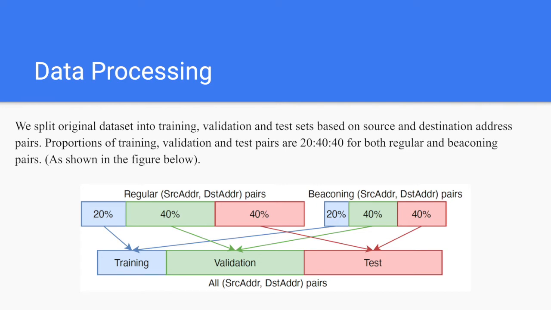First, we split the original dataset into training, validation, and test sets based on the source and destination address pairs. The proportions of training, validation, and test pairs are 20, 40, and 40 for both regular and beaconing pairs. As you can see in the figure below, we do the splits for regular and beaconing pairs separately, and then we put them together.